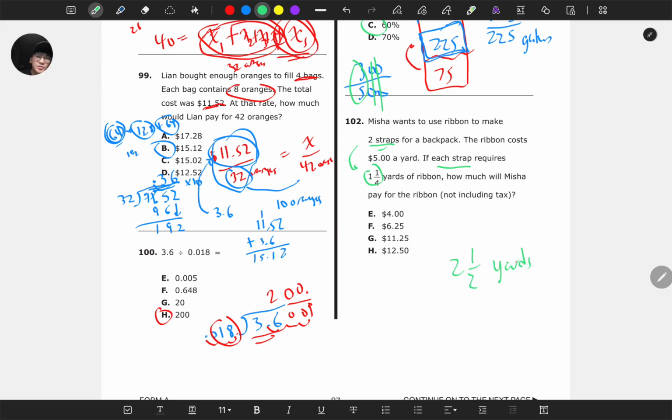So I need this much for one backpack, okay? But each yard is $5. So that means I do this, 2.5, because that's the decimal form of that, 2.5 times 5, okay? And if you do this, here's a trick. You could do 2.5 the same as saying 2 plus a half, and you multiply that by 5, and then distributive property. This is done mentally, right? So it's going to be 10 plus half of 5, which is 2.5, so it's going to be 12.5, which is going to be H.